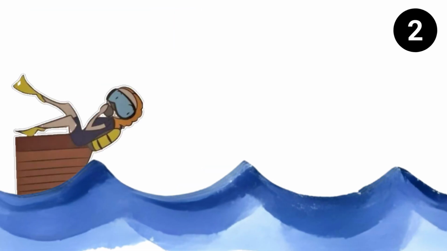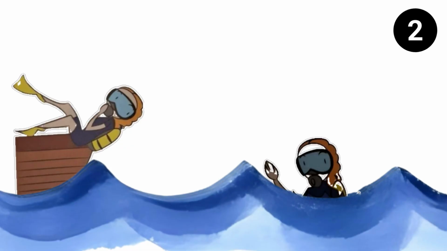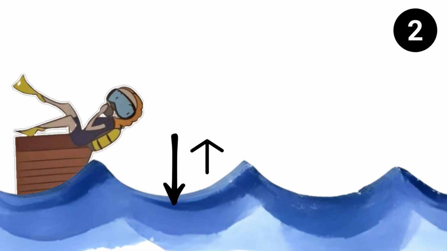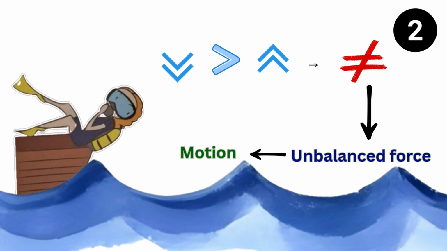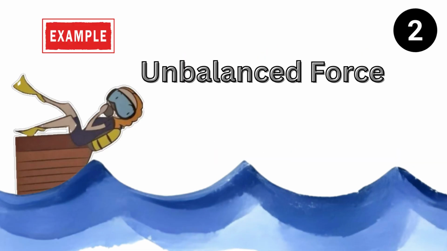Now we look at the second picture. The diver has jumped from the boat and is falling down. What forces are acting now? Gravity pulls the diver downwards, air resistance pushes upward, but it is very small, so the downward force is greater than the upward force. The forces are not equal. That is why the diver starts moving, and his speed increases. This is a good example of unbalanced forces.